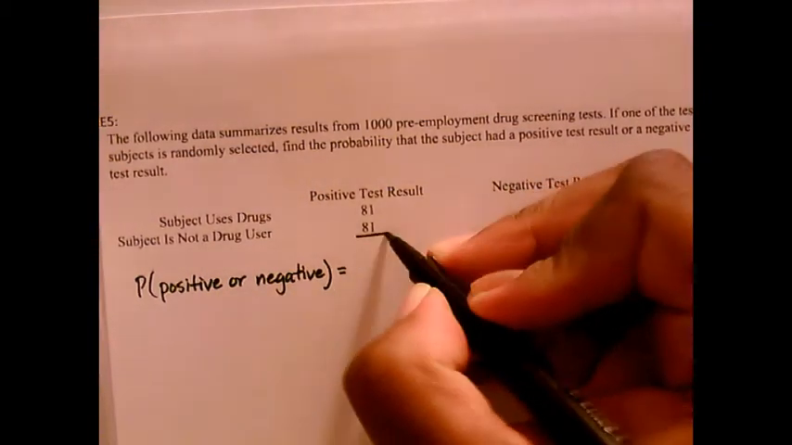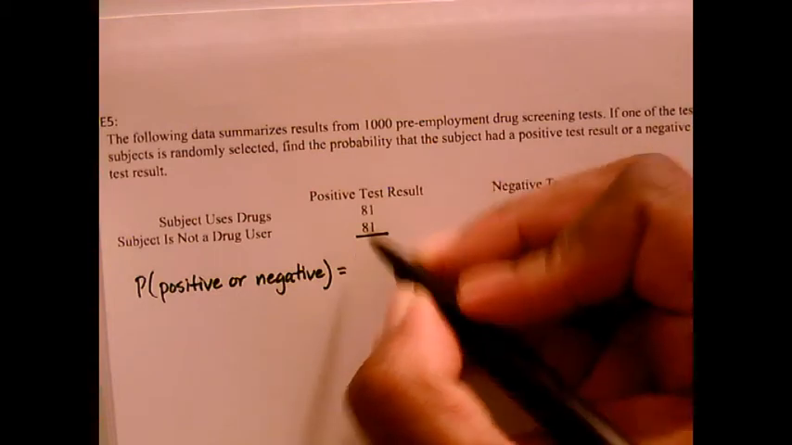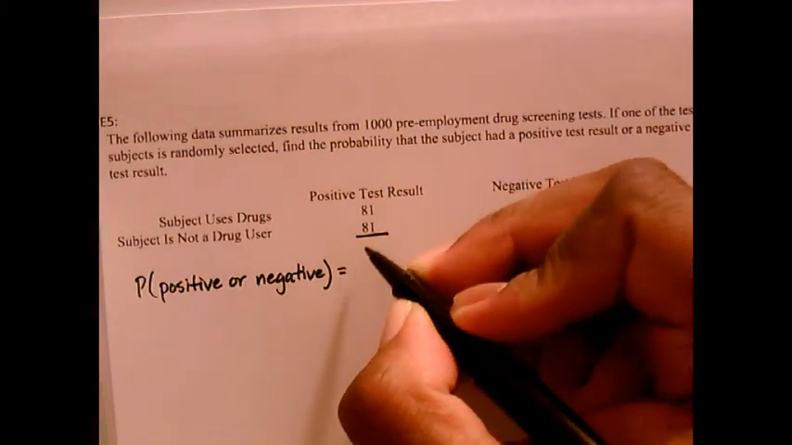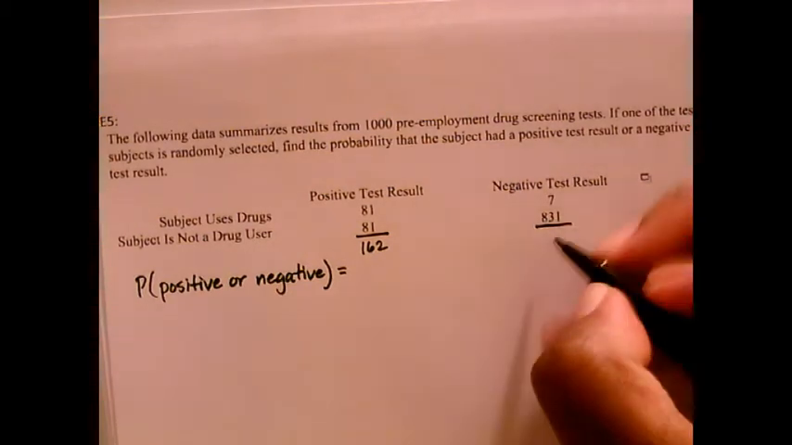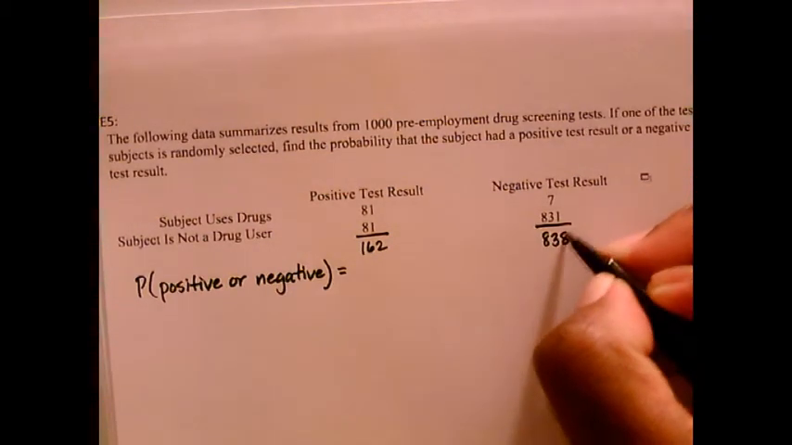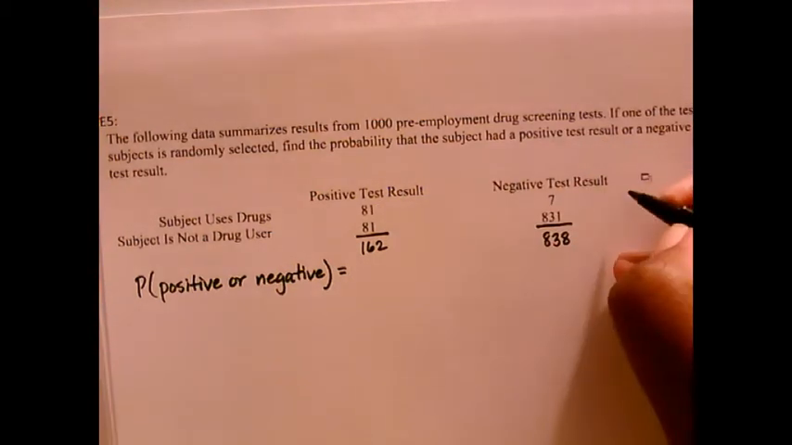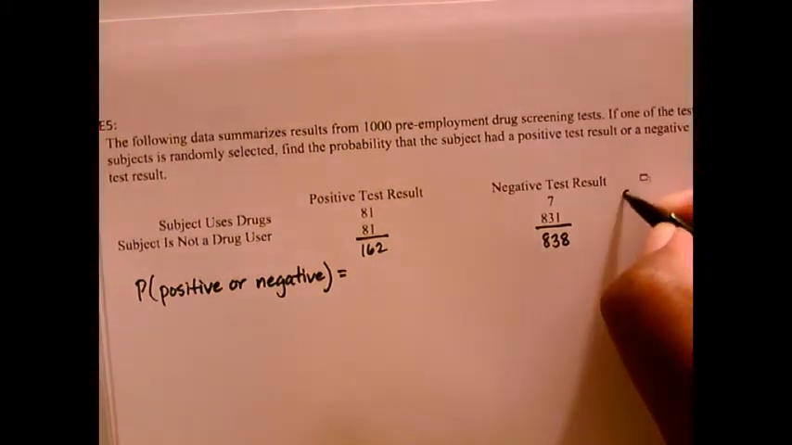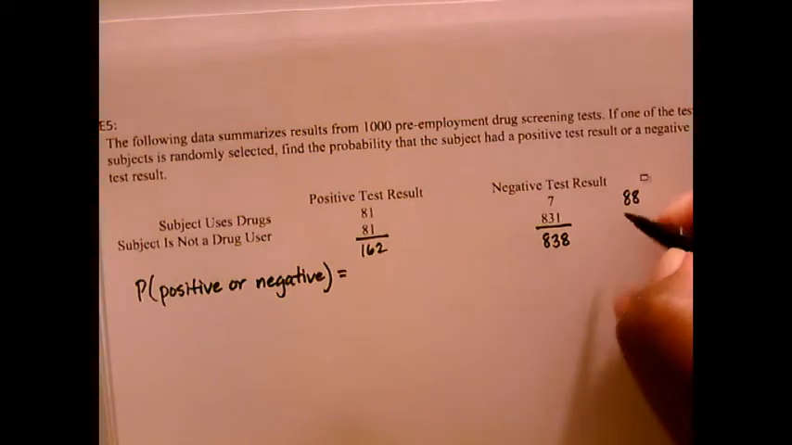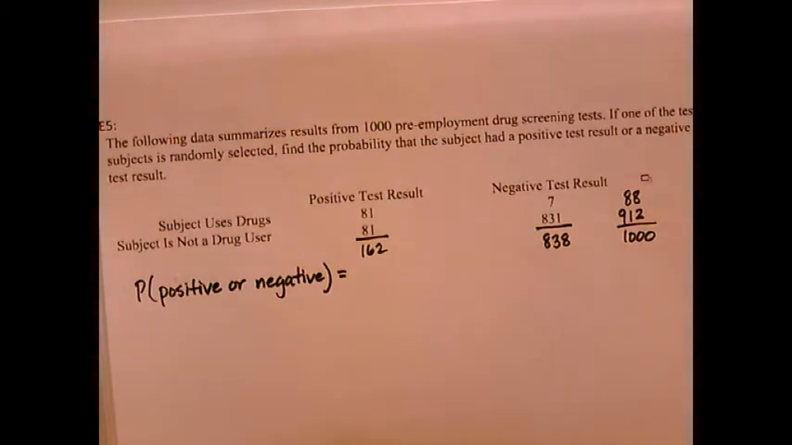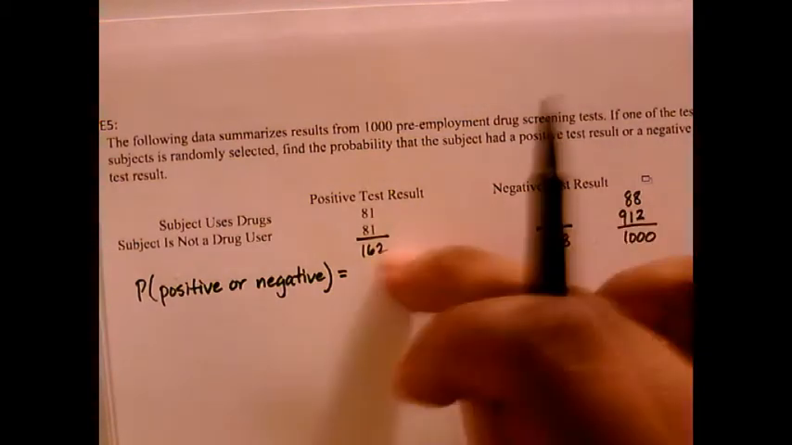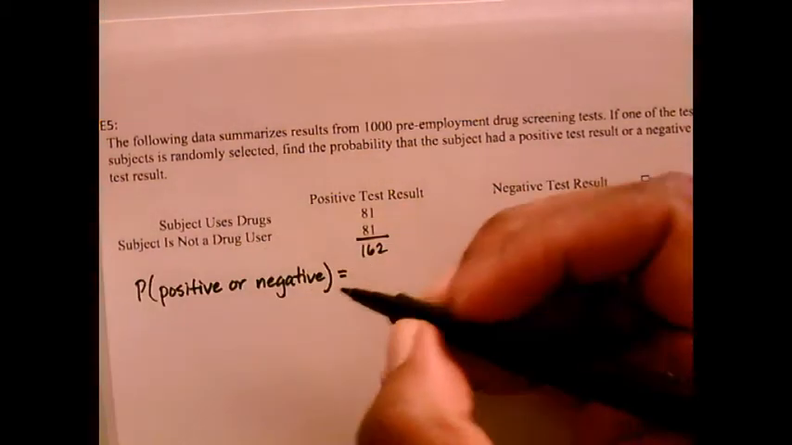Okay, and before I work this out, let me put the total columns and rows here. 81 and 81, that's 162. 7 and 831 is 838. And then 81 plus 7 will be 88. And then 81 plus 831 will be 912. And that total should be 1,000. Okay. So, since these two have nothing in common, we can easily find that probability.